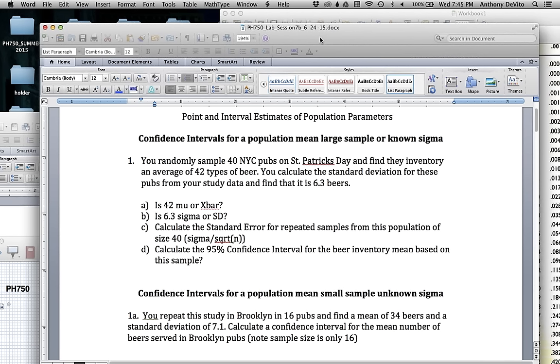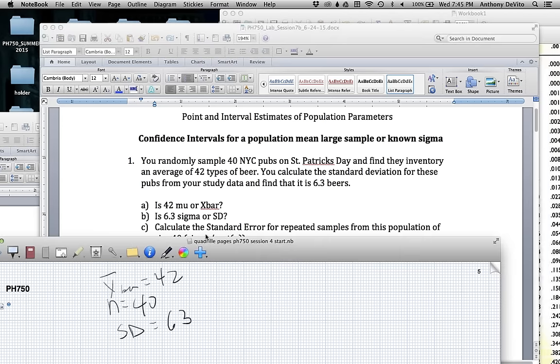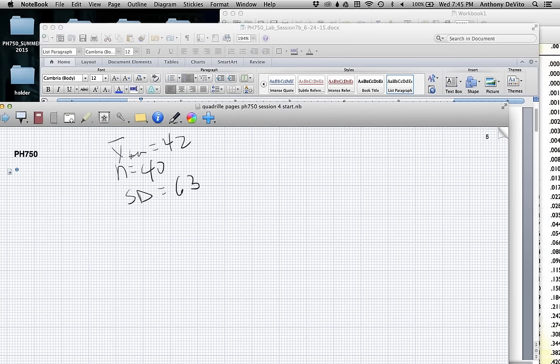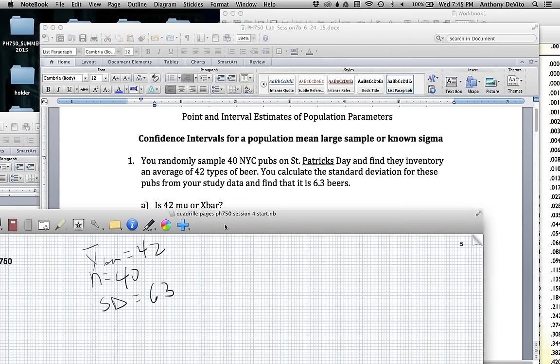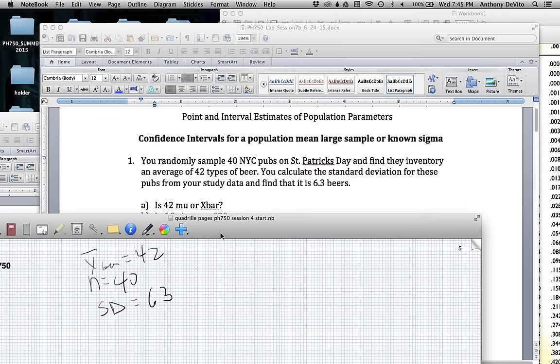You calculate standard deviation. Is 42 mu or X bar? I wrote it there, right? It's X bar. It's a sample mean, not population mean, right? That's not the mean for all bars in New York City. It's only for the 40. It's only the average for the 40 ones that we sampled.